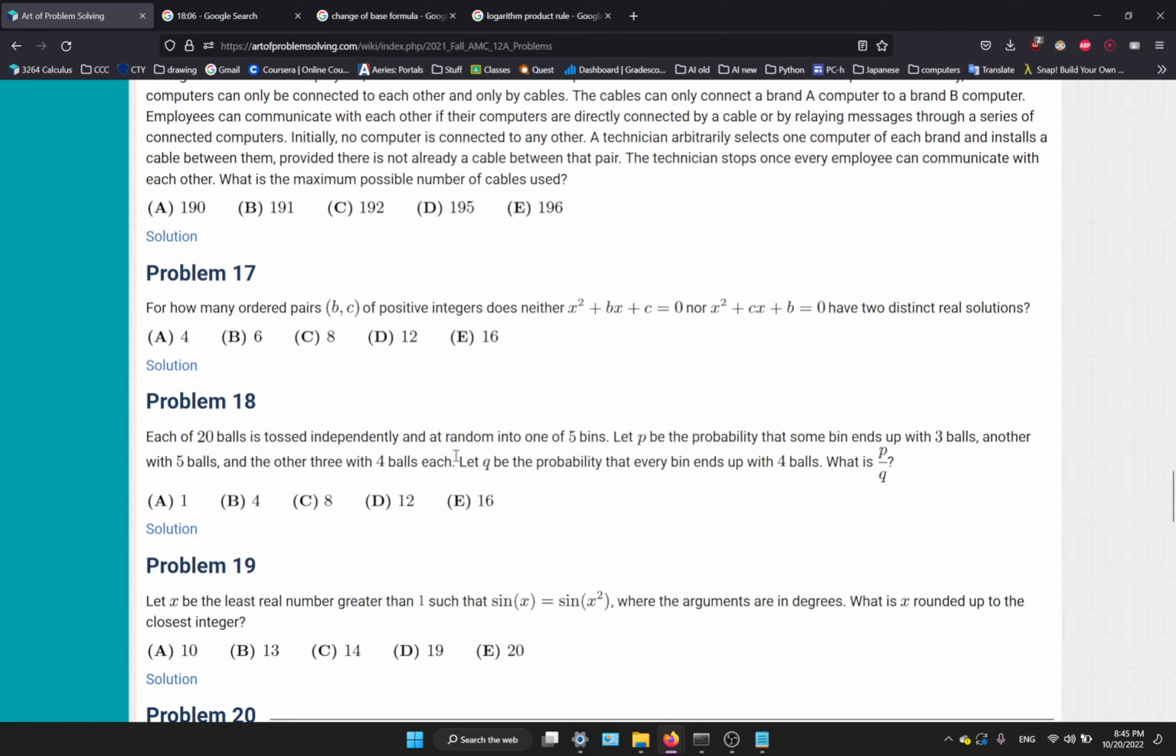I'll just try problem 18. Oh, 17. Quadratics. I like that. For how many ordered pairs of b and c of positive integers does neither x squared plus bx plus c equal 0 nor x squared plus cx plus b have two distinct real solutions? So it can have 1 or 0 solutions.